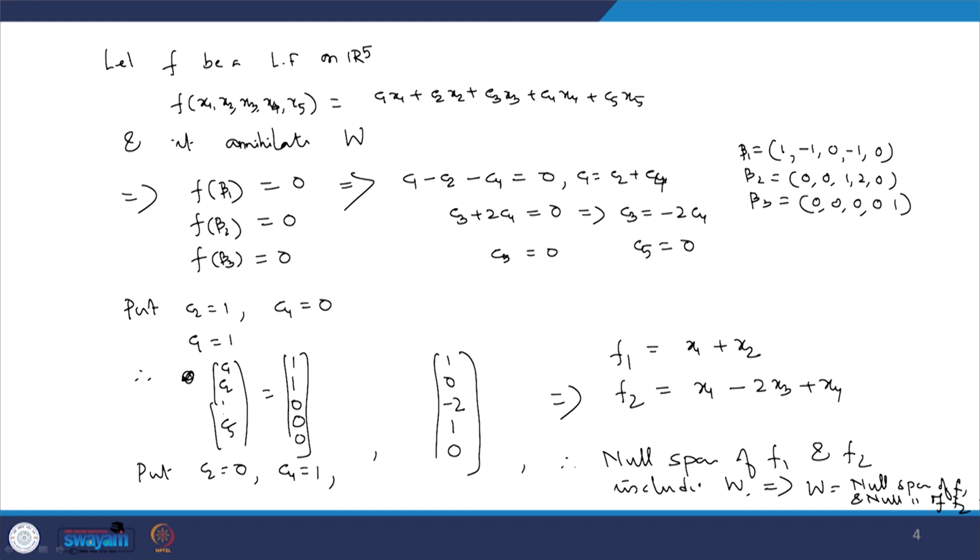So, when the dimension of W is 3, then we see that W is basically the intersection of two hyperspaces. In similar way, one can also suppose a subspace is given of dimension k, then we see that there exist exactly n minus k hyperspaces whose intersection is your W.